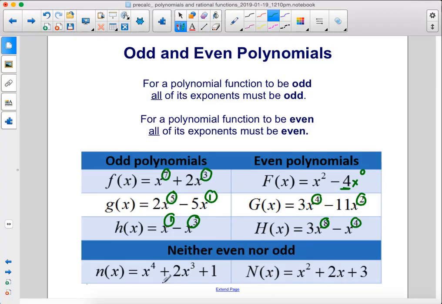Neither even nor odd. Here we have x to the 4th plus 2x cubed plus 1. So here we have an even exponent, an odd exponent, and a constant. So these are neither even nor odd.